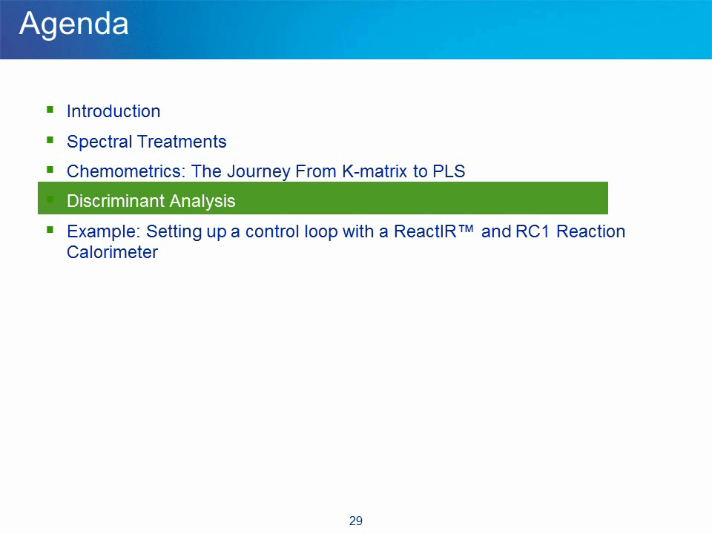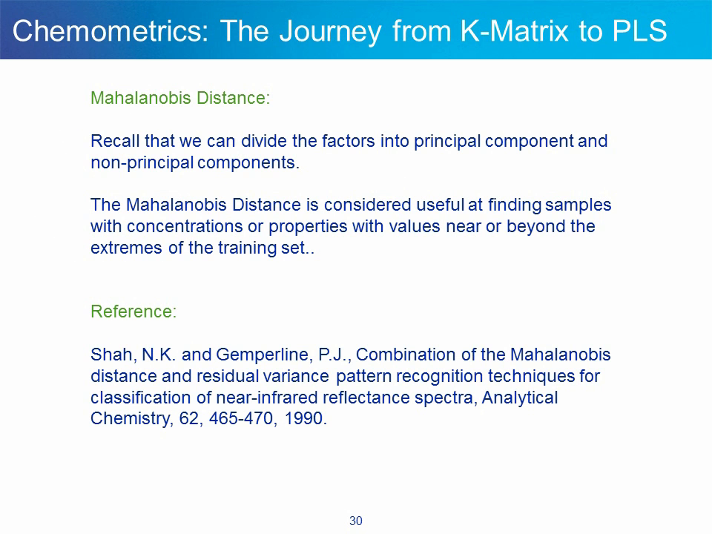Discriminate analysis. The Mahalanobis distance. Recall that we can divide the factors into what we call principal components, those factors that are useful for modeling component information, and non-principal components, those factors that contain primarily noise and that are not useful for modeling component information. The Mahalanobis distance is considered useful at finding samples with concentrations or properties having values near or beyond the extremes of a training set.